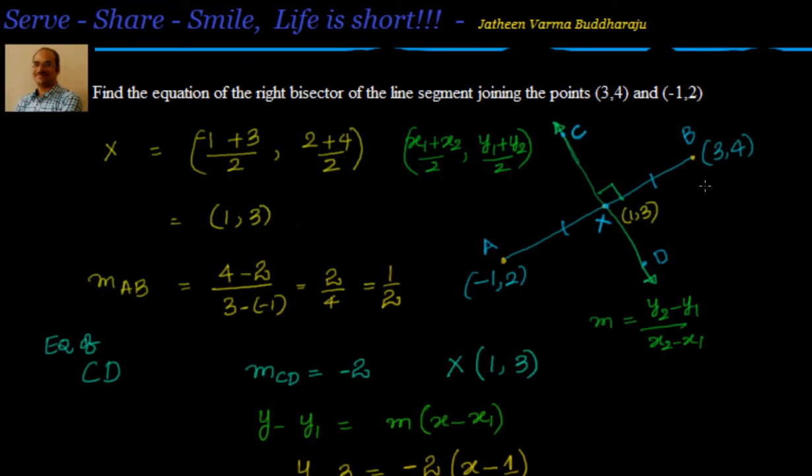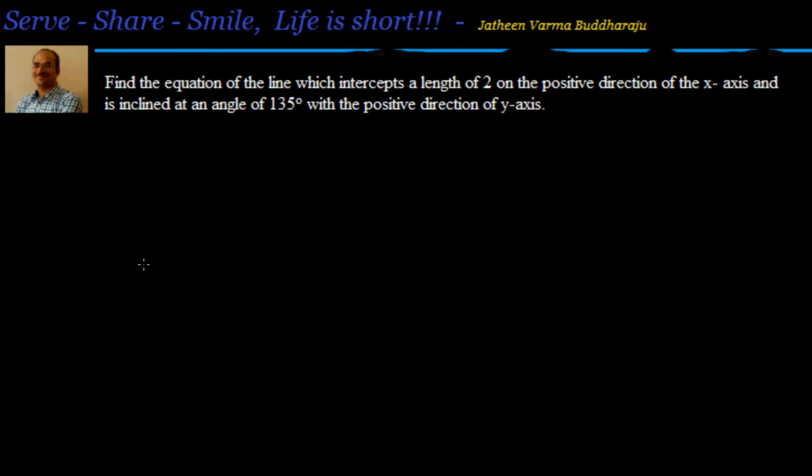The point we have to understand is that a perpendicular bisector will divide the line segment into two equal parts. Not only that, it will be perpendicular to the line segment. Since we know 2 points, it's very easy. We can find out the slope. We can also find out the midpoint, which should be part of the right bisector. So let's solve one more problem.